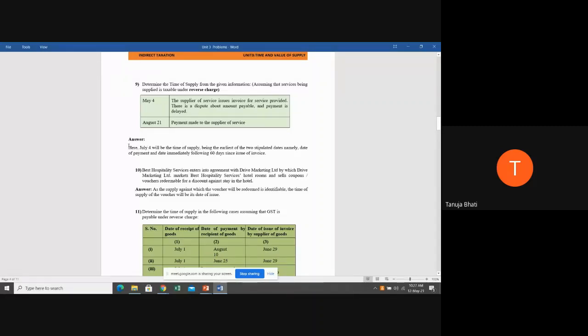So the answer here is July 4 will be the time of supply, being the earlier of two stipulated dates, namely the date of payment and the date immediately following 60 days since issue of invoice. So from the date when the invoice is issued, you have to calculate 60 days, and the 61st day will be the time of supply. So is problem number 9 clear, students? Yes, students?